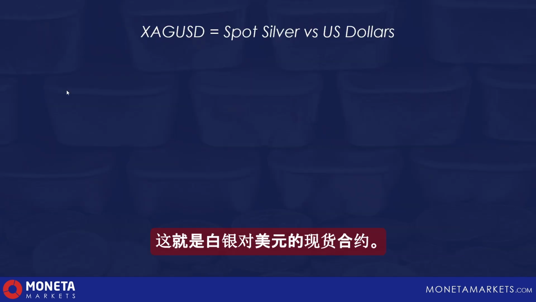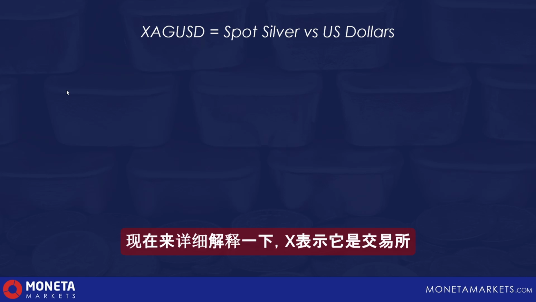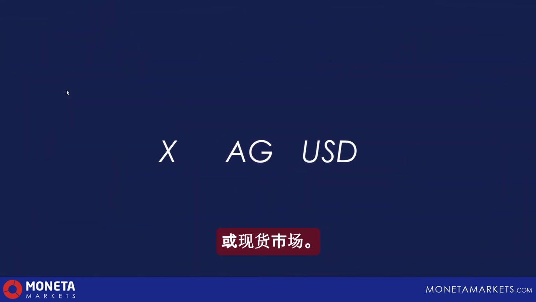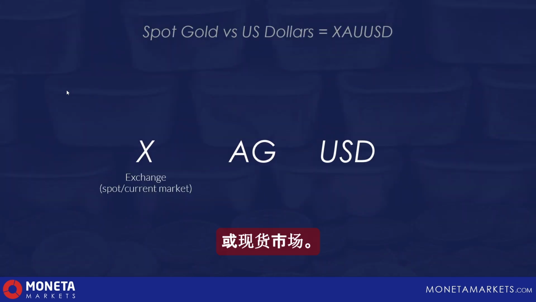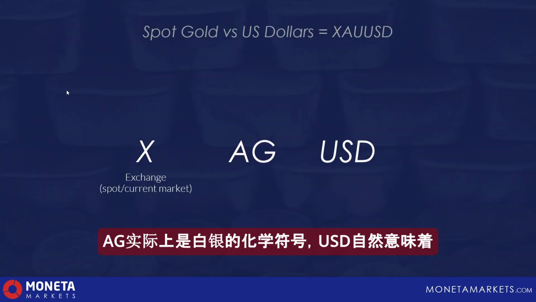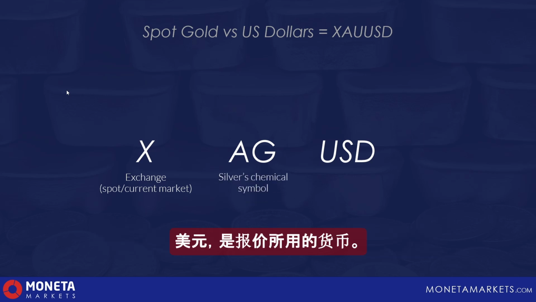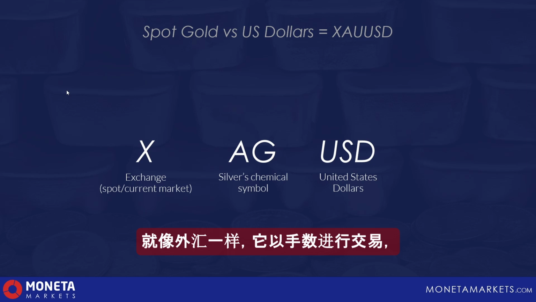And so in most places you'll see silver quoted as XAG USD. So this is the spot silver versus USD contract. Now just to break that down, X means it's the exchange or spot/current market. AG is actually silver's chemical symbol, and USD naturally just means United States dollars, being the price that it's quoted in.